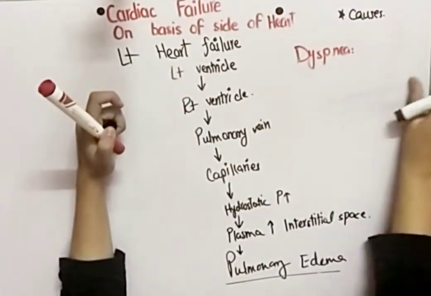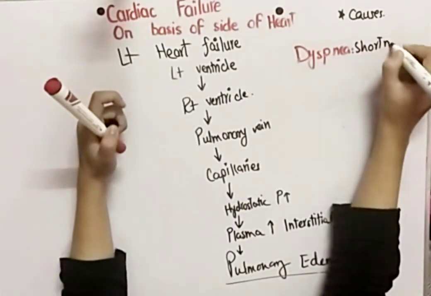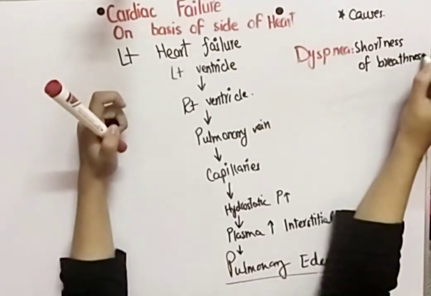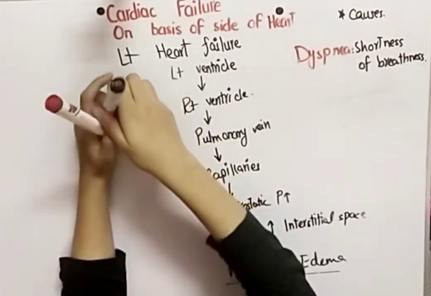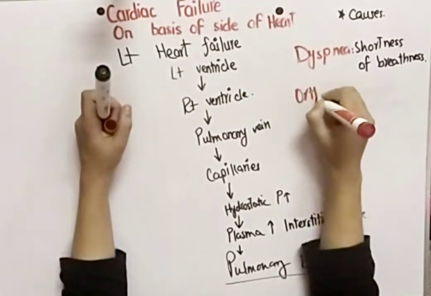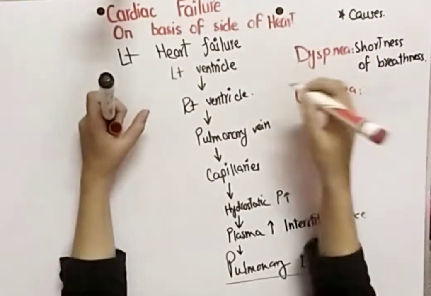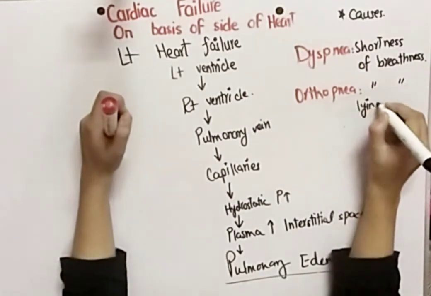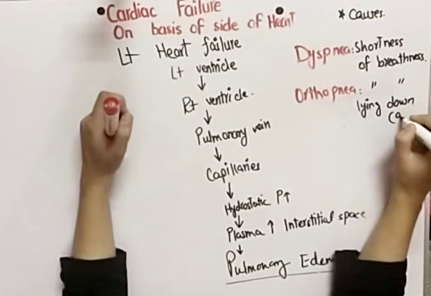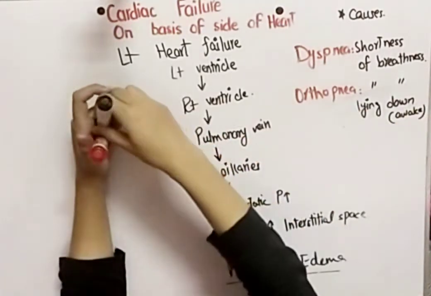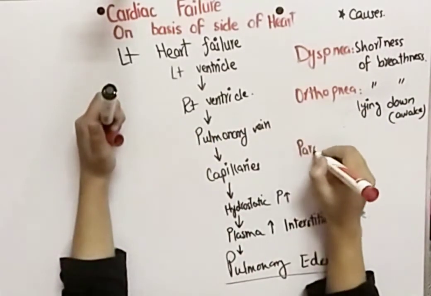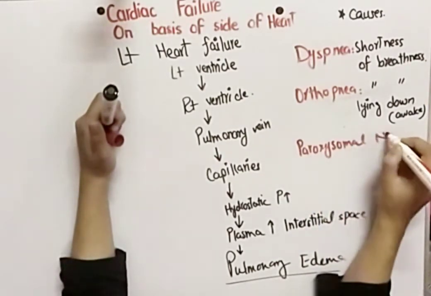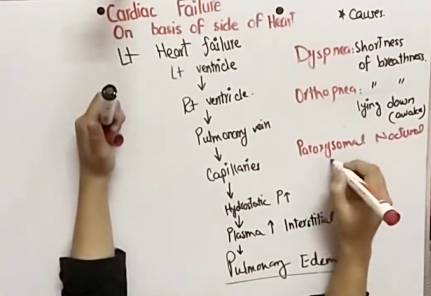Please focus on these terms: shortness of breath. Dyspnea is shortness of breath, no matter what the position of your body is. But there is a term which is called orthopnea. Orthopnea is basically the same, it is the shortness of breath, but when you are lying down. Okay, but you are awake. Lying down but awake. And there is a term which is called paroxysmal nocturnal dyspnea.